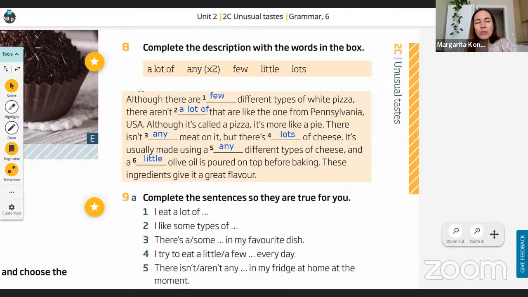Okay, let's start with the first one. Although there are few different types. Few, если вы вспомните, мы использовали со словом a few. Да, то есть few, yes, по-любому с должен быть, а здесь у нас R нету. Значит, не подходит. Что подойдет? A little, тоже нету. Lots.